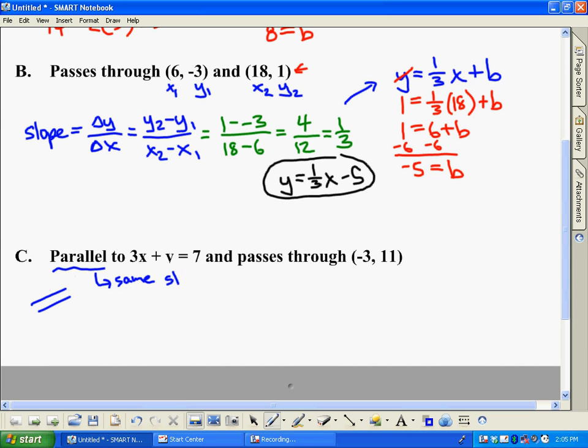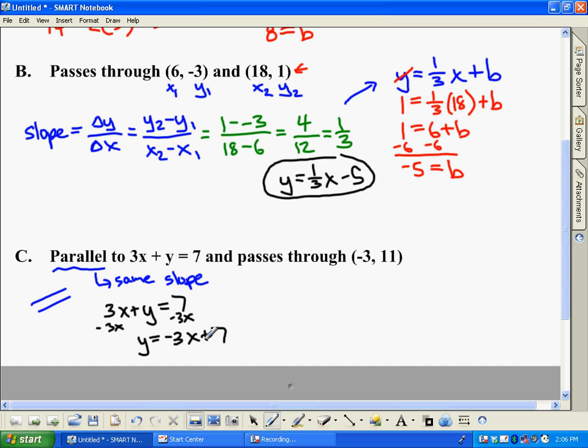So the question is, if we were to look at this equation here, 3x plus y equals 7, well, what's the slope? Well, you don't know yet because you haven't solved for y. So I'm going to write that equation here, 3x plus y equals 7. So how would we solve for y? Well, we'd subtract 3x on both sides. So I'm going to write negative 3x minus 3x over here. So y equals negative 3x plus 7.